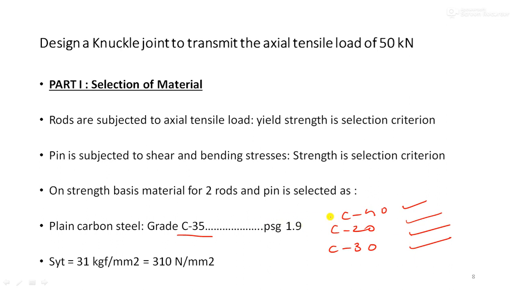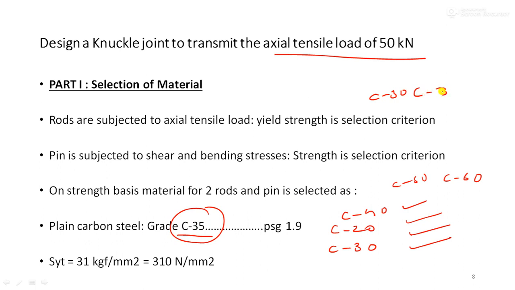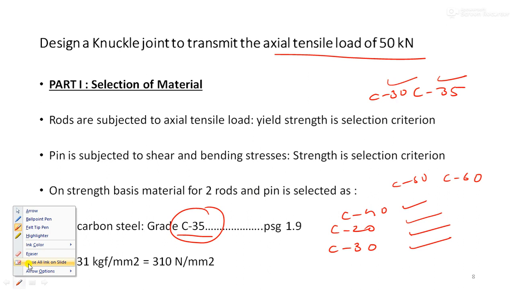If I go for the higher end, maybe C50 or C60, that will obviously increase the cost of the material. This knuckle joint is subjected only to axial tensile load, so there is no need to go for the higher end, and we will also not select a very low grade, because our design will fail. We'll go for the optimum condition, that is C30 or C35. Is that okay?